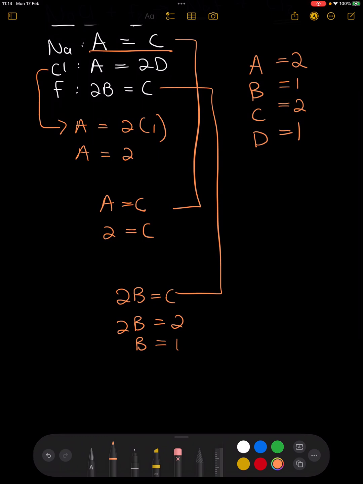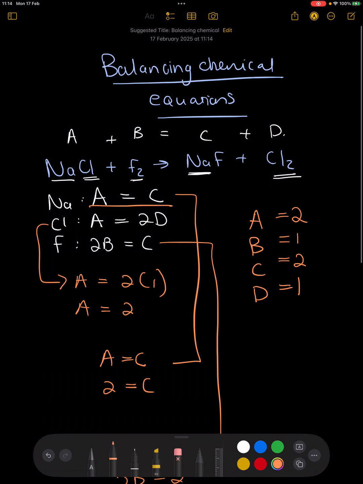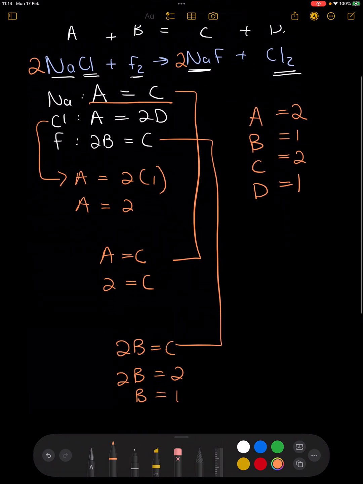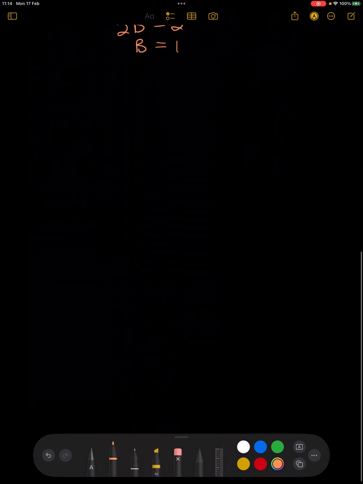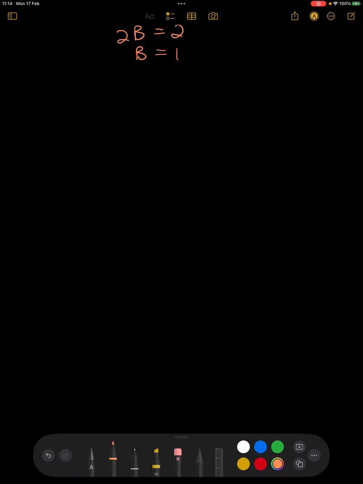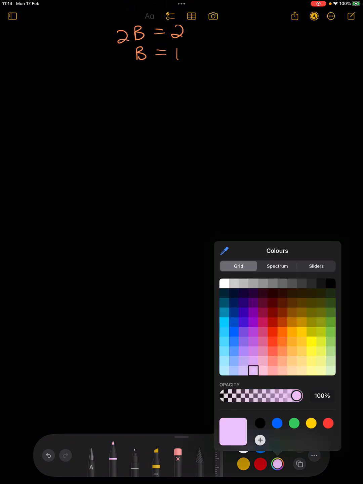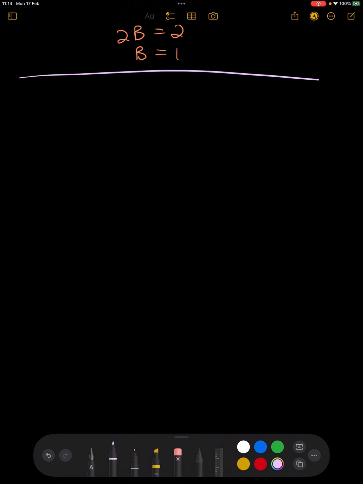So in terms of coefficients, I have the following. My A value is 2, my B value is 1, my C value is 2, and my D value is 1. And there it's balanced. I'm going to do one more with you, just so that you can see the gist of it. It is something you're going to want to go over a couple of times just to make sure that you completely understand. But like I said, for me, this method is a lot easier. Let's do one that's a little bit more difficult.